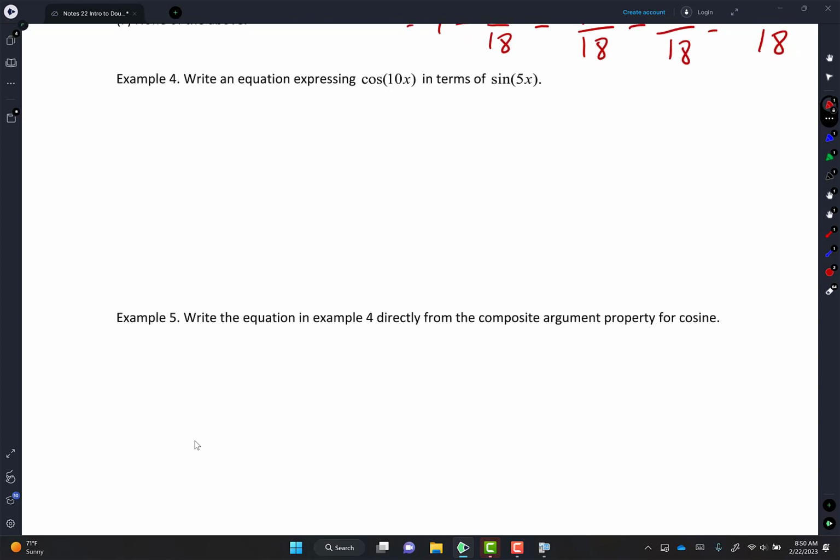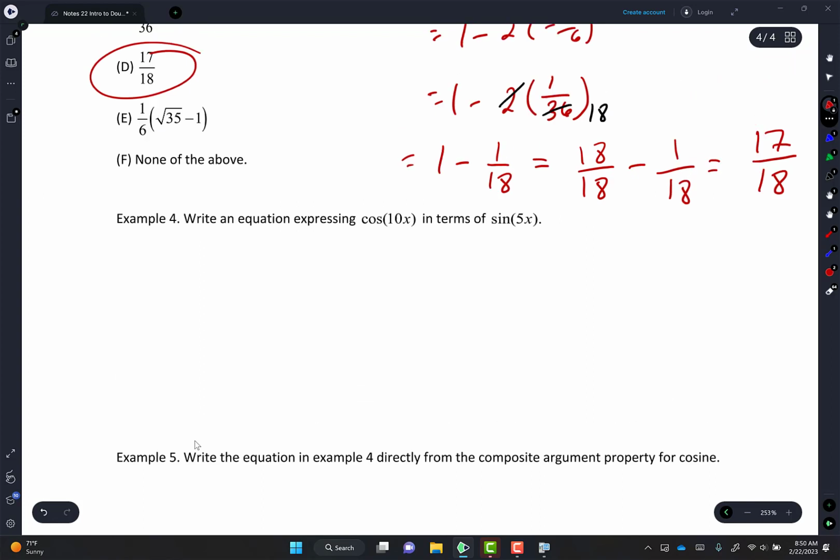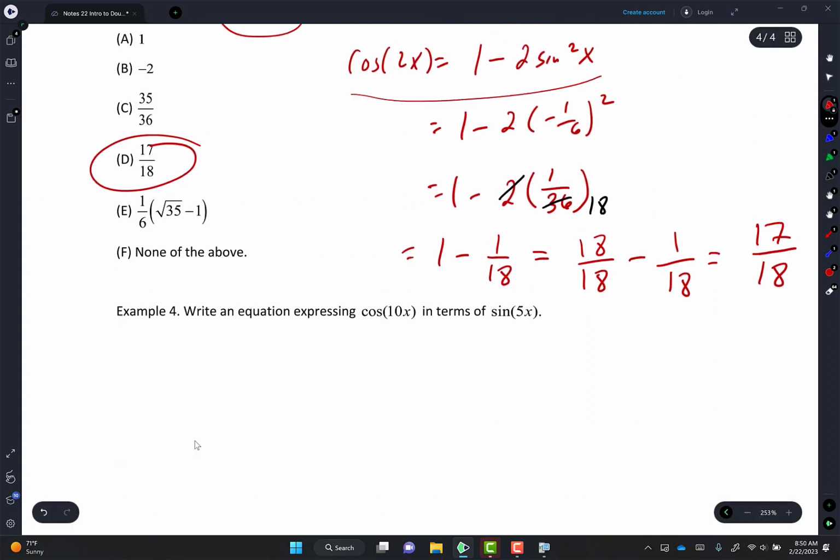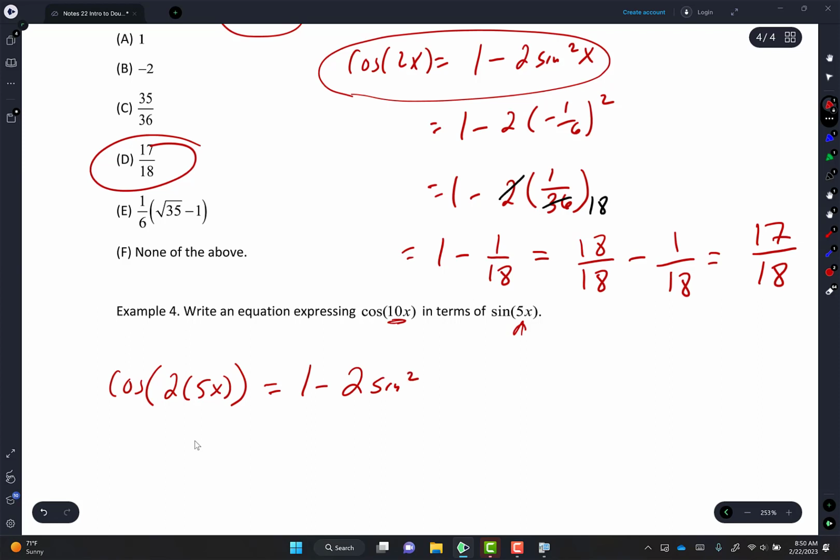Write an equation expressing cosine 10x in terms of sine 5x. Okay, well, that means we're using this formula again. Just recognize that 10x is double of 5x. Do you guys see that? So we can write it like this. Cosine of 2 times 5x, that's your 10x, is equal to 1 minus 2 sine squared of 5x. Done. That's it. If you want to see 10x instead of 2 times 5x, cosine 10x equals 1 minus 2 sine squared of 5x.